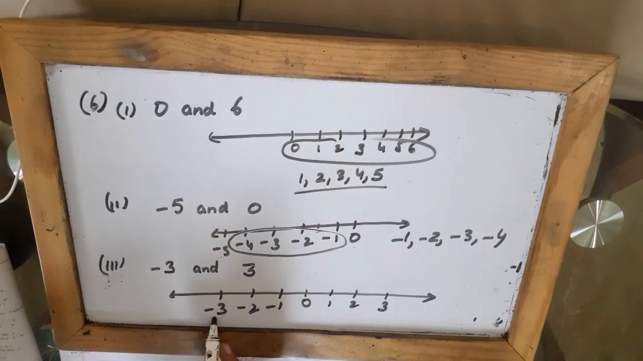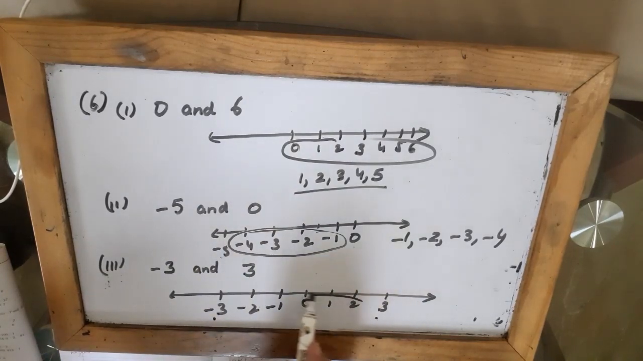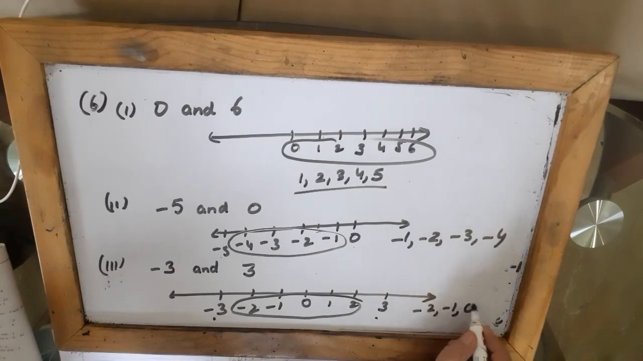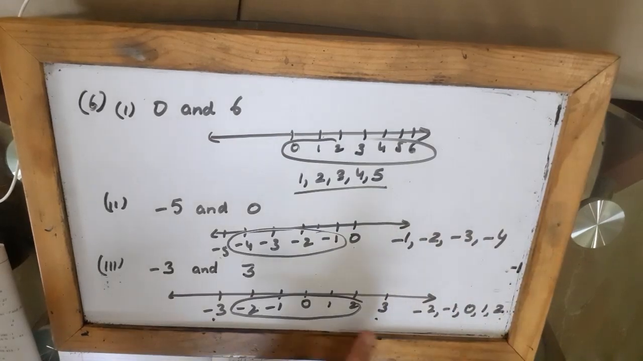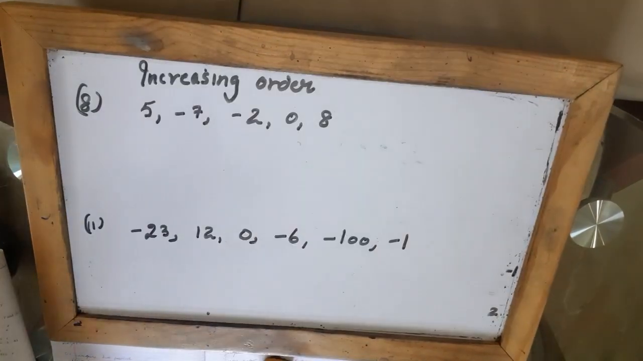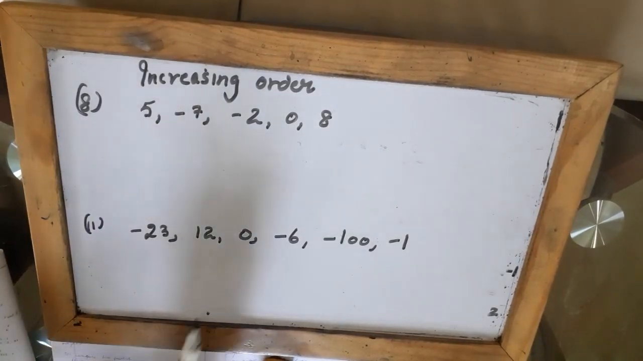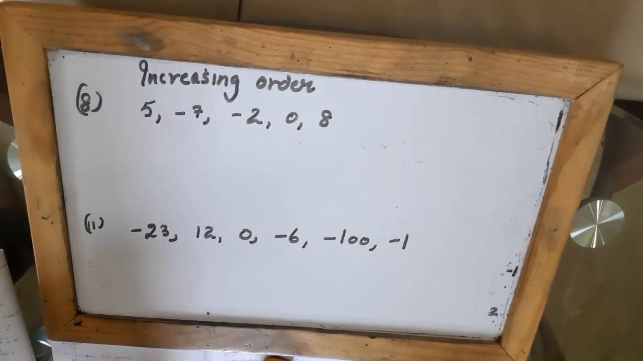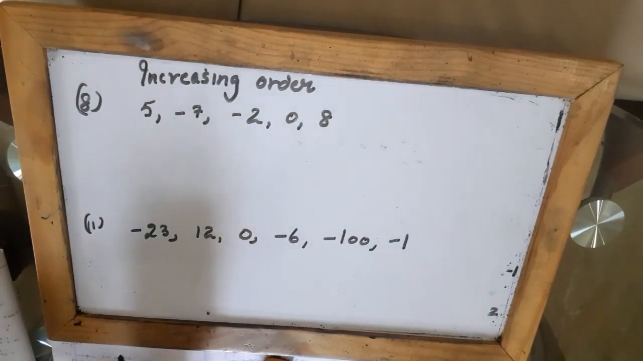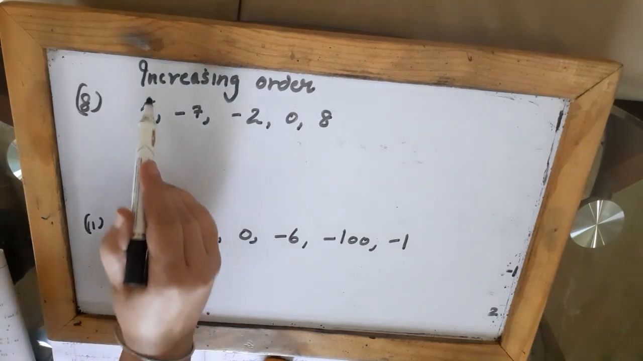Now from minus 3 till 3, what are the integers? So minus 2, minus 1, 0, 1 and 2. So these are the integers that are lying from minus 3 and 3. Now in the eighth question, they have given you some integers. As you can see, the negatives also are there, 0 is also there, positives also are there. So they have given you integers and they are asking you to write them in increasing order.